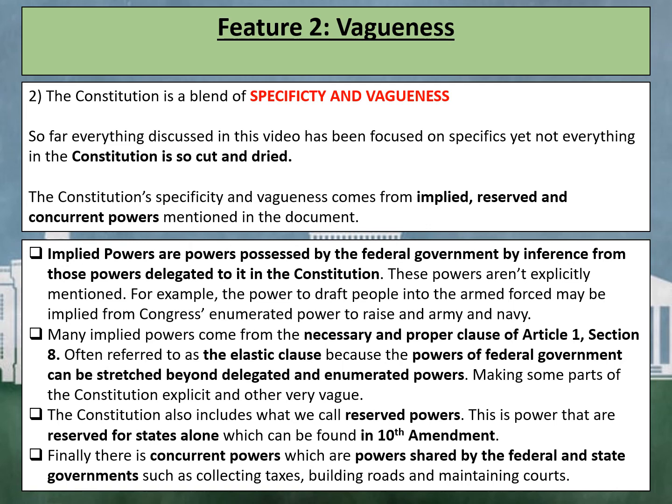The Constitution also includes what we call reserved powers. These powers are reserved for the states alone and can be found in the 10th Amendment. Finally, there are concurrent powers, which are powers shared by the federal and state governments, such as collecting taxes, building roads, and maintaining courts. All of these different powers contribute to the specific yet vague nature of the Constitution, as there are areas where power is explicitly mentioned in the document. Furthermore, there are powers that are not explicitly stated and have become suggested powers over time.